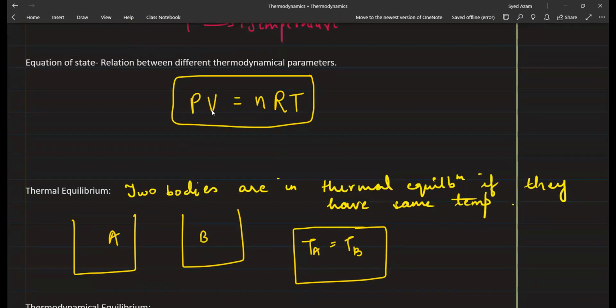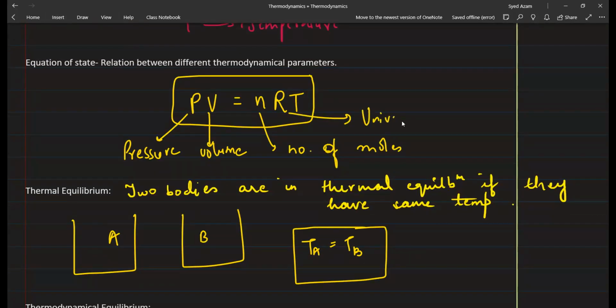P is the pressure, V is the volume, n is the number of moles, R is the universal gas constant, and T is the temperature. So this is the relationship between all of these when we're talking about the equation PV = nRT. This is in case of an ideal situation. So we'll be talking about it.